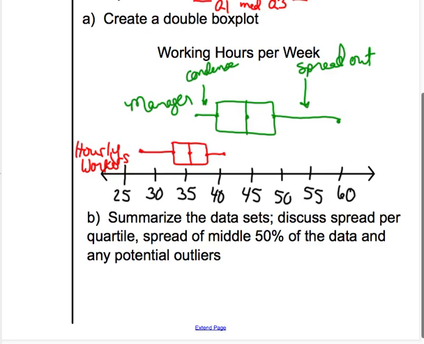So you're splitting it into quarters. You have 1/4 of the data set in each piece of the box plot. So when I talk about the box plot, I'm talking about 1/4 of the data.